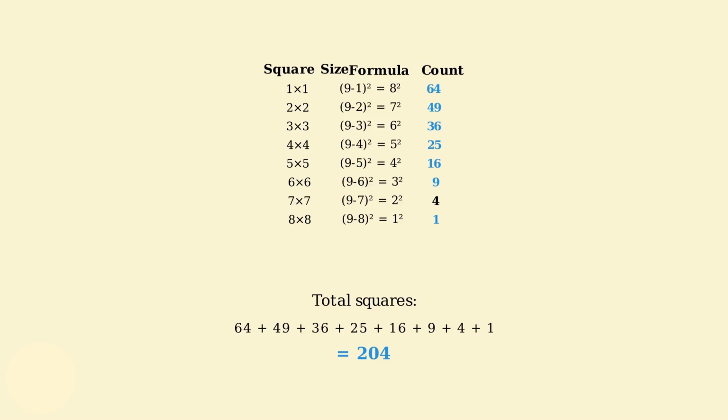The 4 7 by 7 squares we found earlier are just one part of this complete pattern. This mathematical approach shows us that counting squares systematically using the formula gives us a complete understanding of all the squares hidden within our grid.